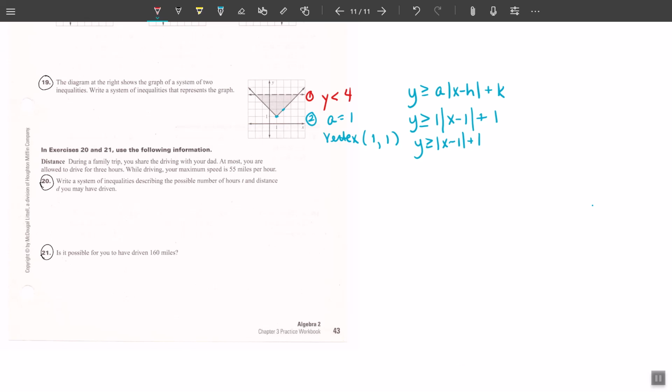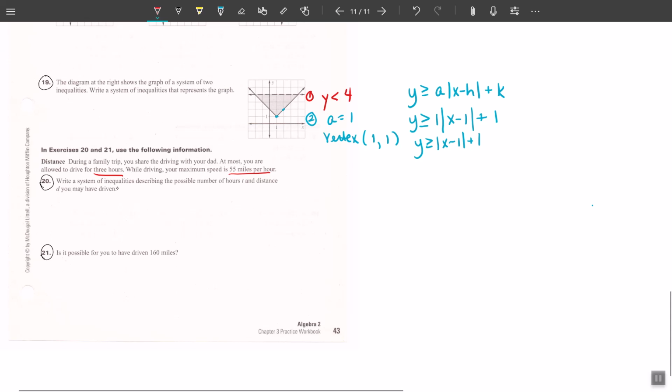All right, number 20 and 21. During a family trip, you share the driving with your dad. At most, you are allowed to drive for 3 hours. So this is your max that you can drive, no more than 3. While driving, your maximum speed is 55 miles per hour, so you can't go any faster than that. Those are your two limitations. They want you to write a system of inequalities describing the possible number of hours t and distance d you may have driven.